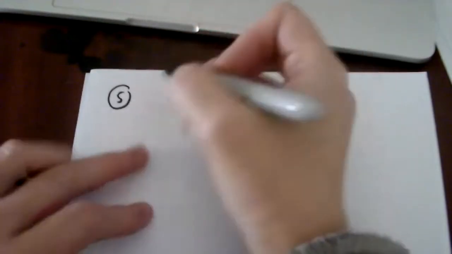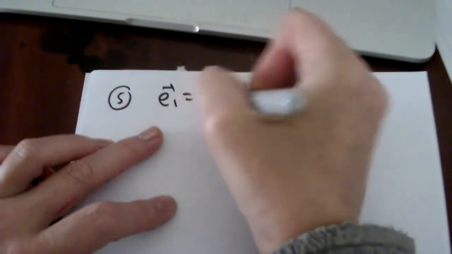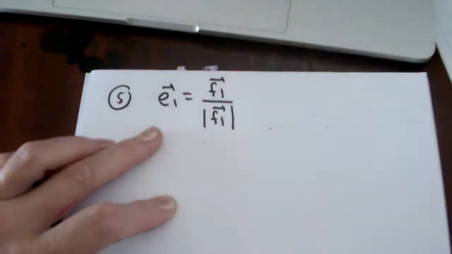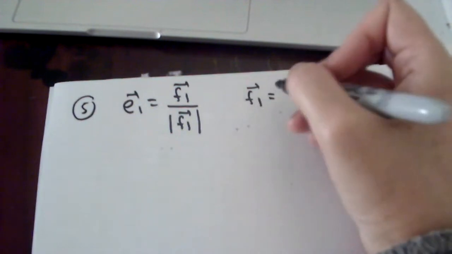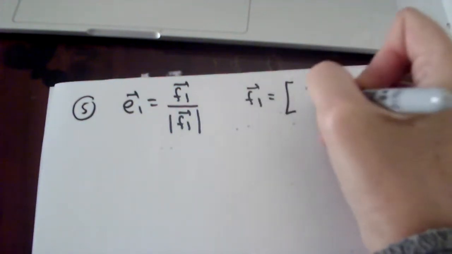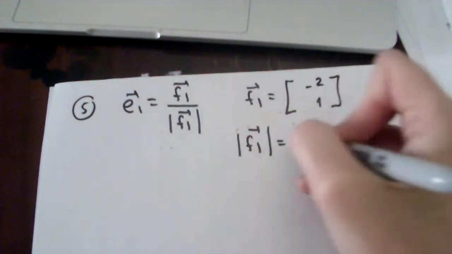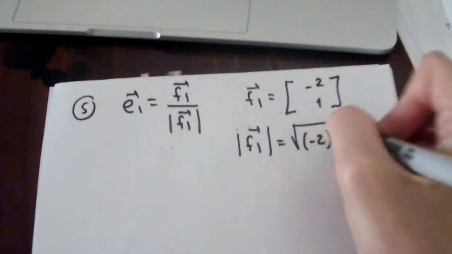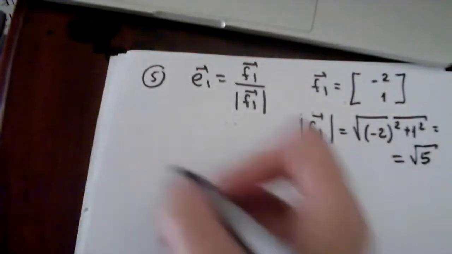Okay, so it was step 4. We know the eigenvectors, but now we need to normalize them. E1 was equal to F1 divided by F1 absolute value. So how to find the length of the vector? Let me remind you that F1 had coordinates minus 2, 1. So the length of the vector was the square root of minus 2 squared plus 1 squared. And in our case, it will be square root of 5. So this was the reminder of the formula.